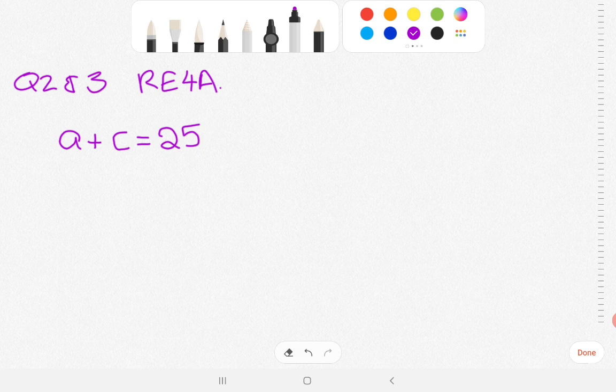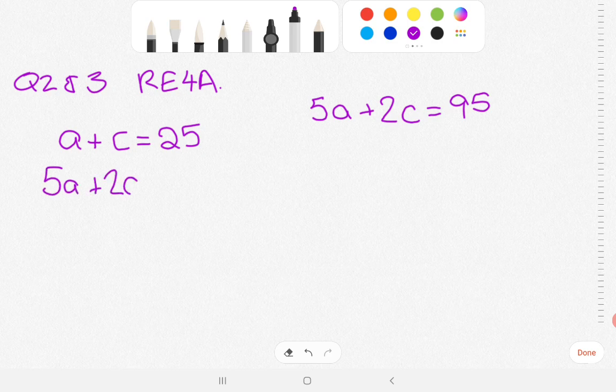Charges for entry were £5 for an adult, so that's like 5A, and a child costs £2, so that's 2C effectively. So 5 times the number of adults plus 2 times the number of children. The total entry charge was £95, so that adds up to 95. So the second equation is 5A + 2C = 95.